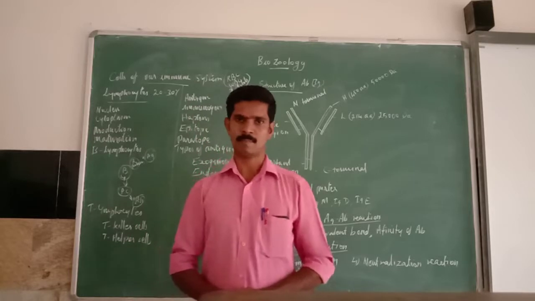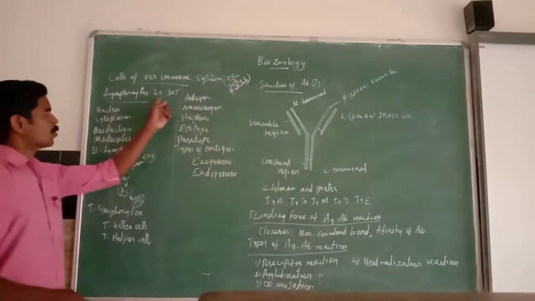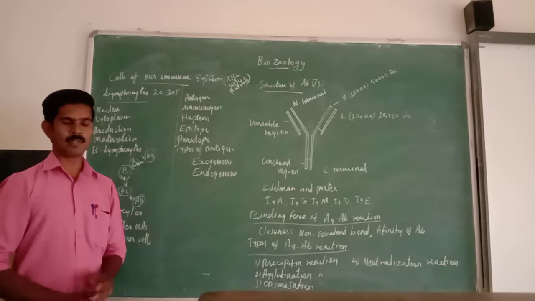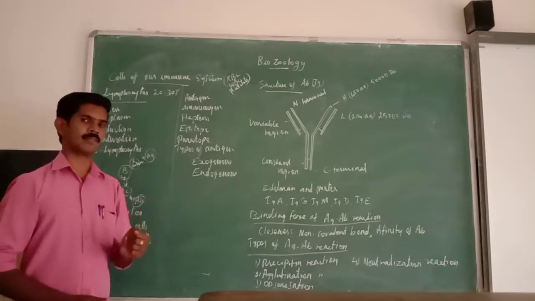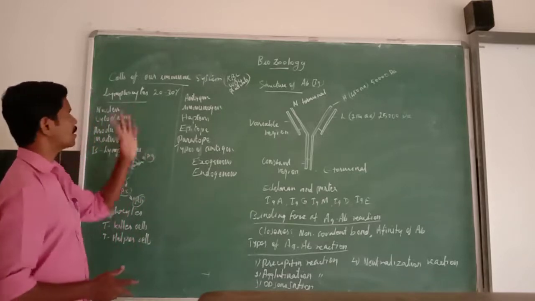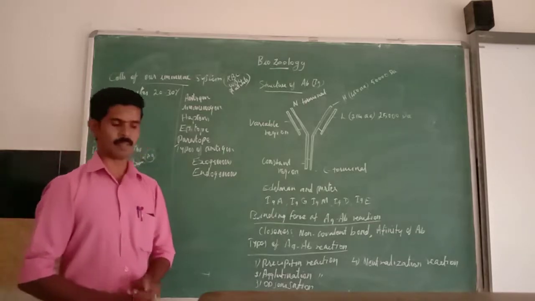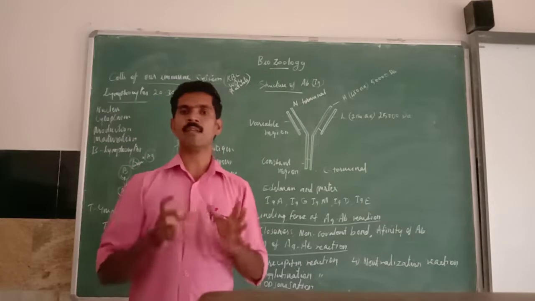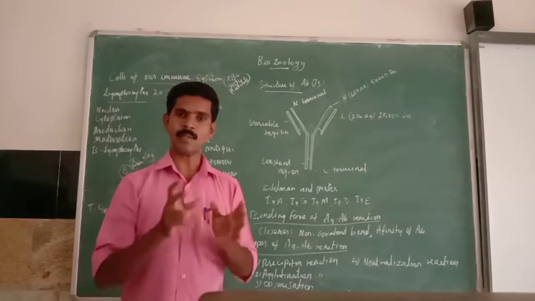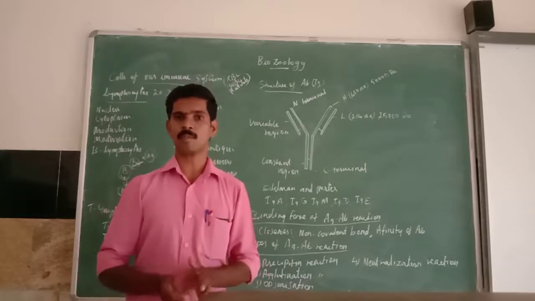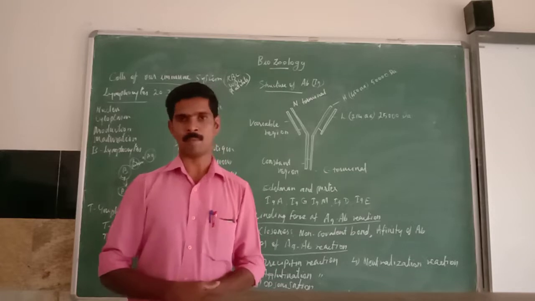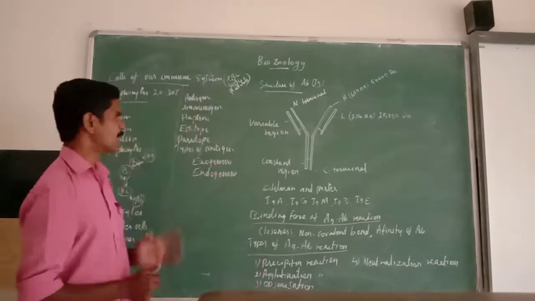Structure of lymphocyte. Twenty to thirty percent of the WBCs are lymphocytes, out of the five types: lymphocyte, monocyte, basophil, neutrophil and eosinophil. The first point is that the lymphocyte consists of a large nucleus, present in the center region of the lymphocyte. The nucleus is surrounded by cytoplasm, but the amount of cytoplasm is very little. The nucleus is very big and the cytoplasm is very small.